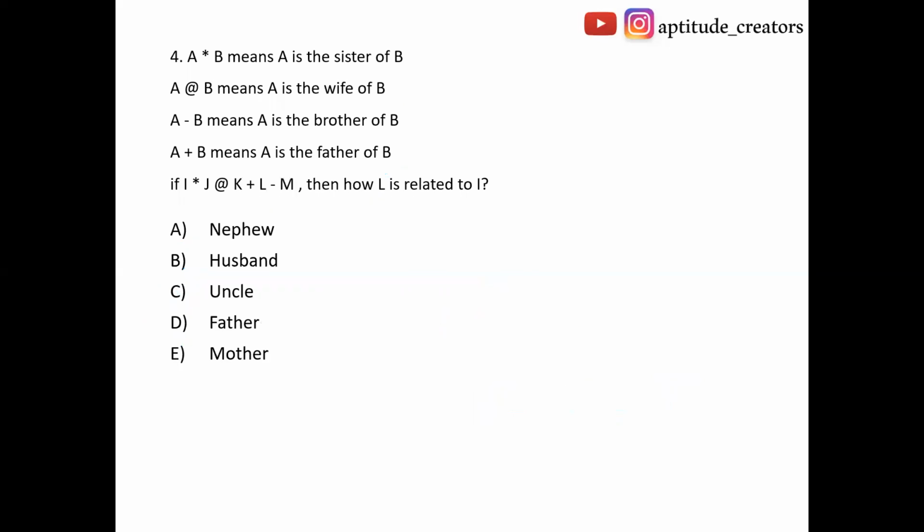Moving forward to next question. How L is related to I? What is L minus M? L minus M. L is the brother of M. Okay, L is the brother of M. How L is related to I? Mother is not possible because L is a male person, correct? Not a female person. That is the reason I can eliminate option E. Now, what about next? I have to solve entirely, correct? Because I can see 4 options are satisfying male persons, correct?